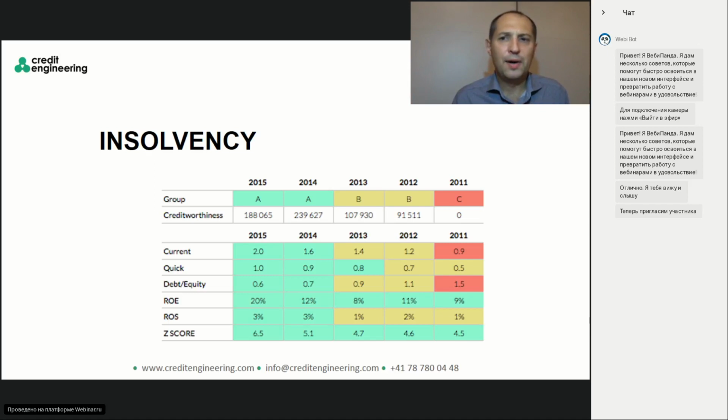Therefore, when the company you signed an agreement with five years ago is not the same today, you need to see trends, and you need to see the recent development in their financial situation to make sure you are still dealing with a credit-worthy customer.